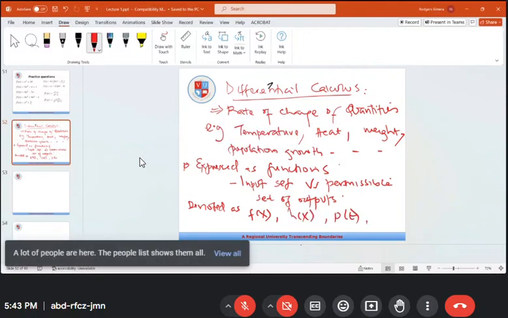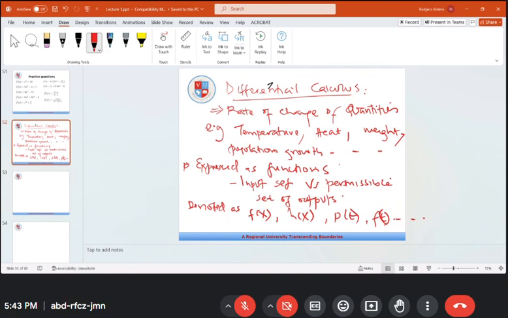pt, or ft, among others, their notation. But what we need to know is x variable, pt variable, and t variable. These keep changing, and they are the values from the domain that impact change of the function.